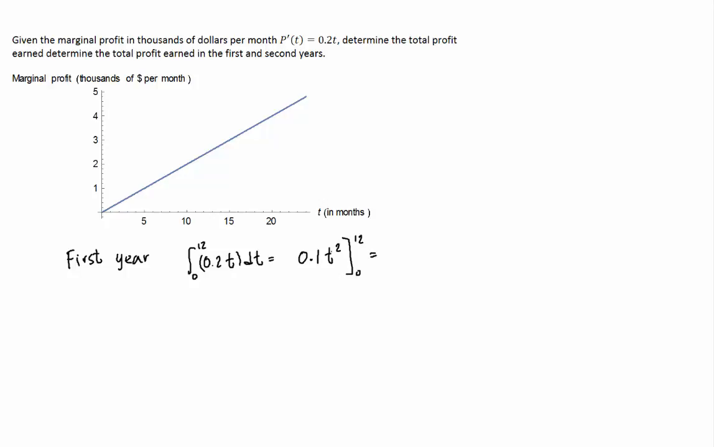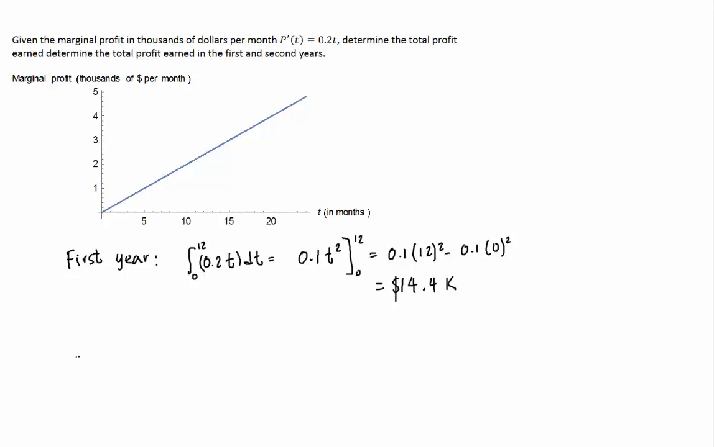So when you evaluate it at 12, you get 0.1 times 12 squared, minus you evaluate it at 0, 0.1 times 0 squared, which is 0. So you get 0.1 times 144, which is 14.4, and this one, remember, was in thousands of dollars. So this is the same answer we got last time, the only difference is now we calculated it using the fundamental theorem of calculus.